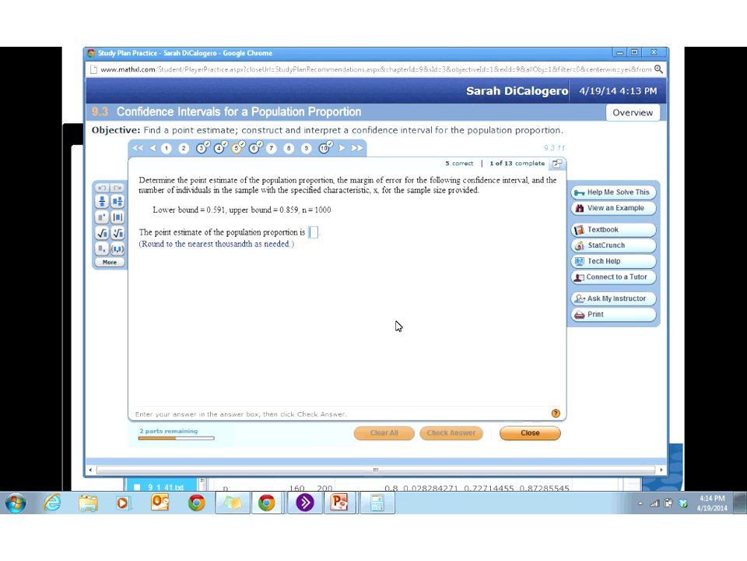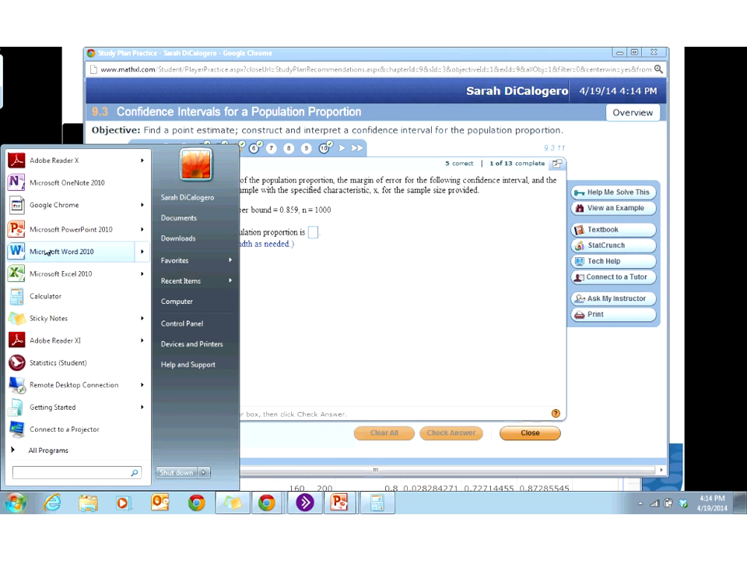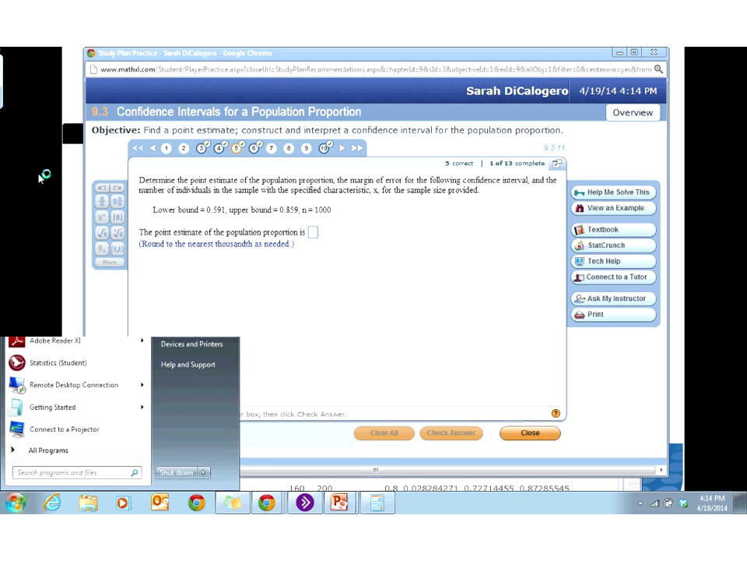Now let's look at something a little bit different. Determine the point estimate of the population proportion and the margin of error for the following confidence interval and the number of individuals in the sample with the specified characteristic X for the sample size provided. Okay, well, this we got to go back and use our buddy algebra.